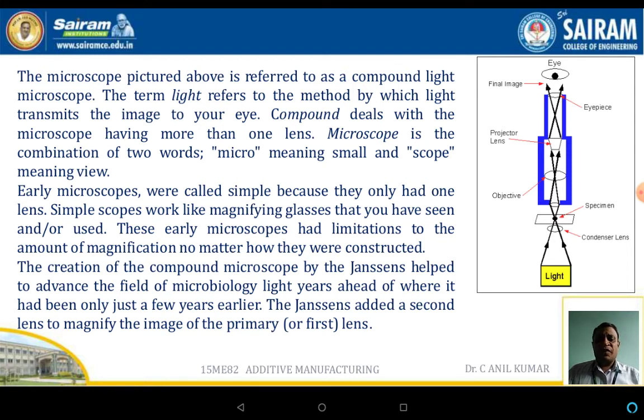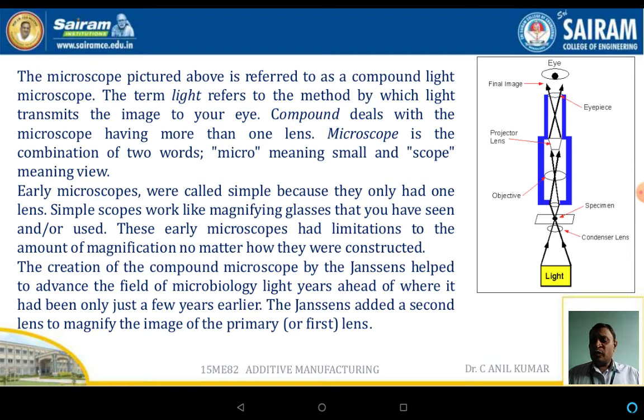Now, the microscope. The pictorial representation shows a compound light microscope. The term light refers to the method by which the light transmits the image to your eye. The compound deals with the microscope having more than one lens. Microscope is a combination of two words: micro means small, scope means view.